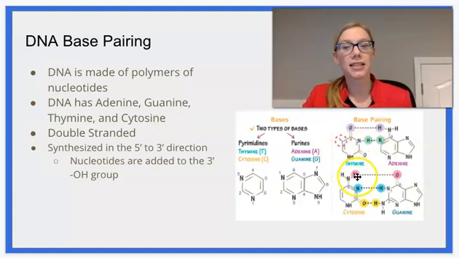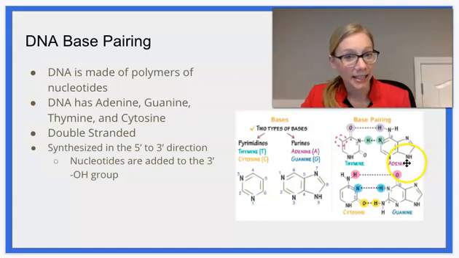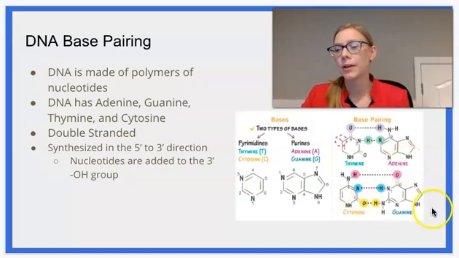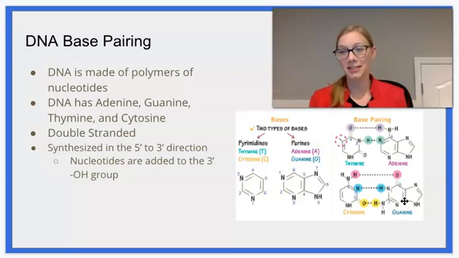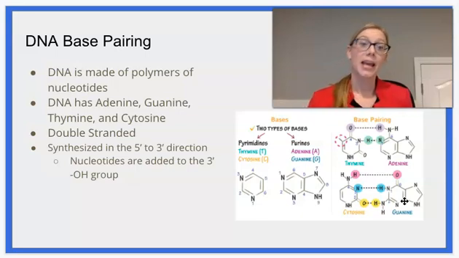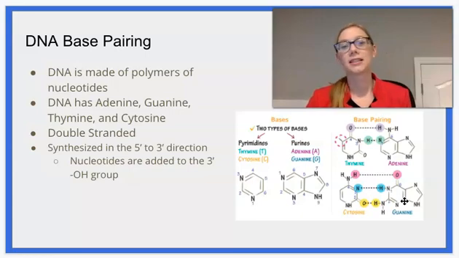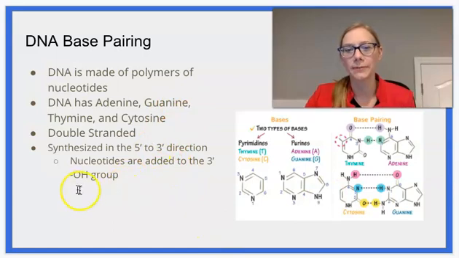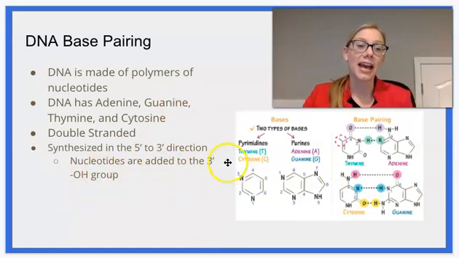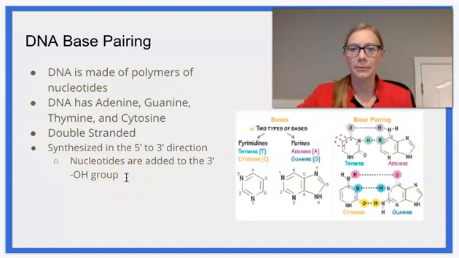We're always going to see that thymine will pair with adenine in DNA, and that cytosine will pair with guanine. So we say A to T and G to C just because it's shorter, a way to abbreviate them. DNA is therefore going to be double-stranded. And when we get to the part where we synthesize new DNA, we're always going to synthesize in the 5' to the 3' direction. Rather, nucleotides are going to be added to the 3' OH group. Just keep that in mind.